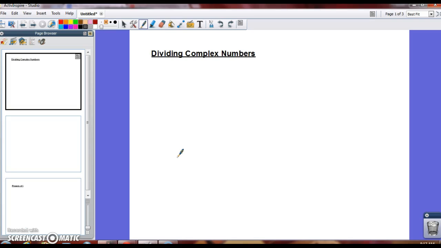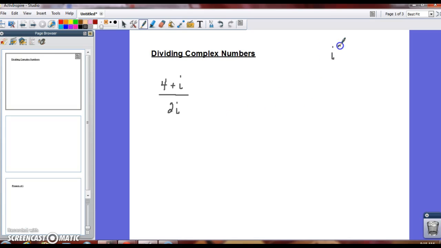The key thing here is to make sure that you get rid of i in the denominator. Okay, you cannot have i in the denominator, and so that is our whole goal, is to get rid of it. We've got two different types of division problems. The first one is when you have just a single term in your denominator. So let's say you have something like this. Okay, you only have one term in the denominator.